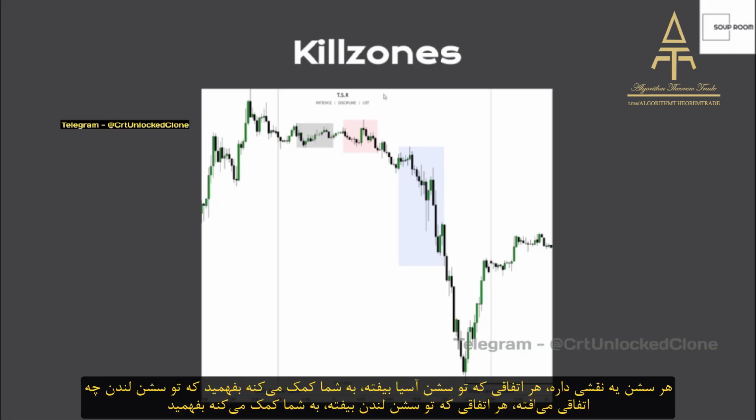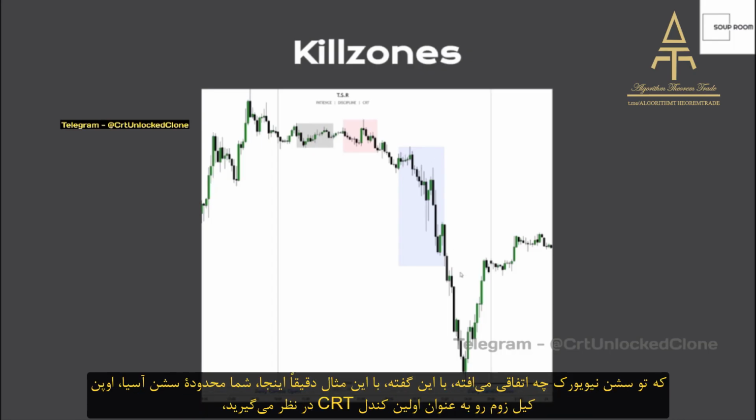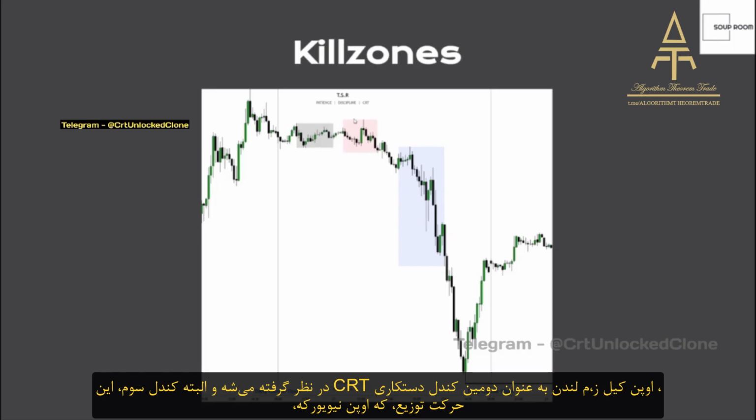Every single session plays a factor. Whatever happened in the Asia session is going to help you understand what will happen during the London session. Whatever happened in the London session will help you understand what's going to happen in the New York session. That being said, with this example right here, you're treating the Asia session range opening kill zone as your first candle of the CRT. The London opening kill zone is treated as the second candle of the CRT manipulation, and of course the third candle being this distribution leg, which is the New York Open.